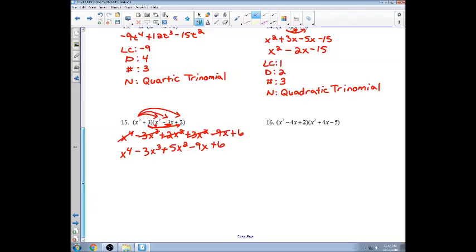It is done at this point, so my leading coefficient would be 1. My degree would be 4. The number of terms would be 1, 2, 3, 4, 5. So the name would be a quartic, again, think of a quarter there, polynomial.